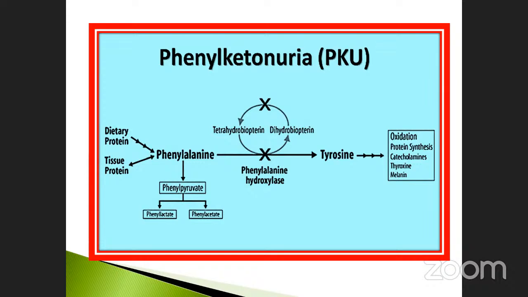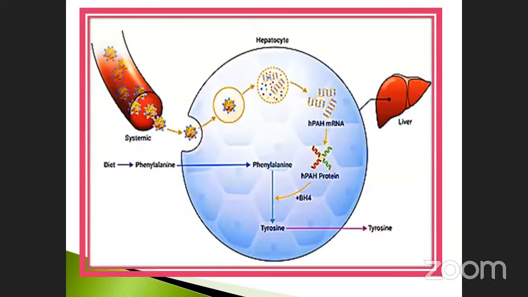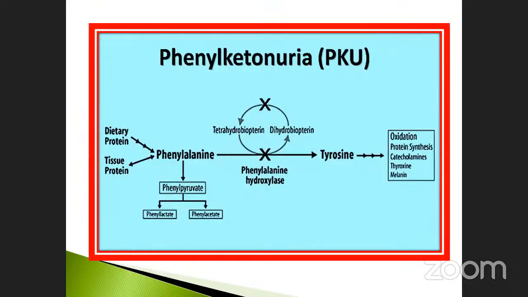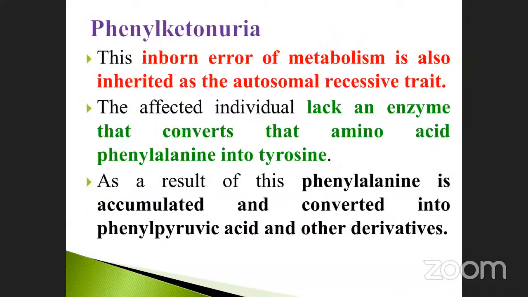What happened? This process is completely lacking. So it will lead to a disease. What is that disease called? Phenylketonuria. It can be excreted in the urine. Okay, so there is the reason. Up to this level we will finish it.